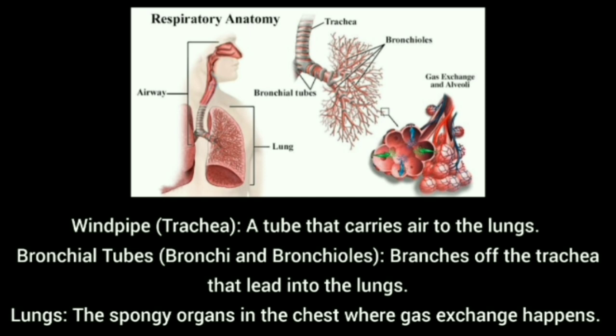Bronchial tubes. The bronchi and bronchioles are the branches of the trachea that lead into the lungs. These connect the air from the trachea into the lungs. Next, lungs. The lungs are spongy organs in the chest area where gas exchange happens.